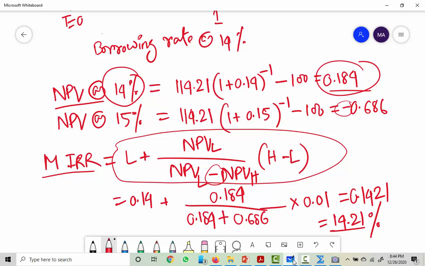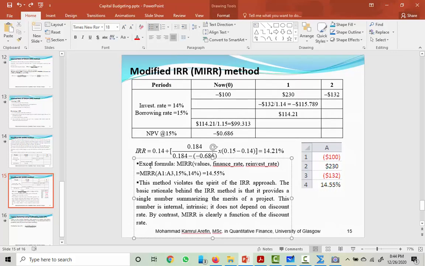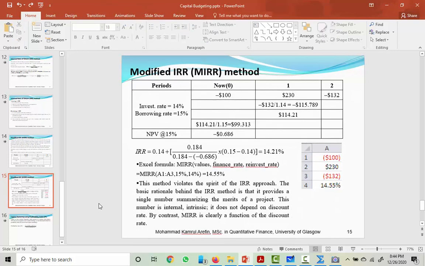To get an accurate estimate, you should use Microsoft Excel, that means any kind of spreadsheet program, or you can use a financial calculator to get the accurate result. So to get an accurate result of modified IRR, you can use these Excel formulas.